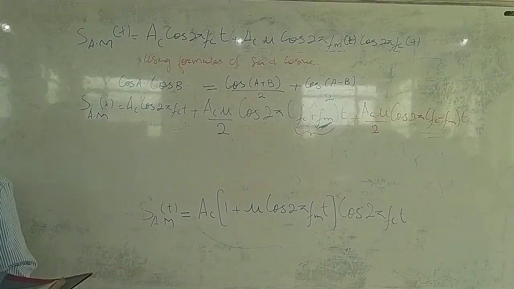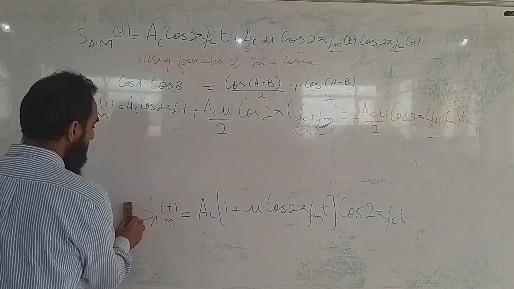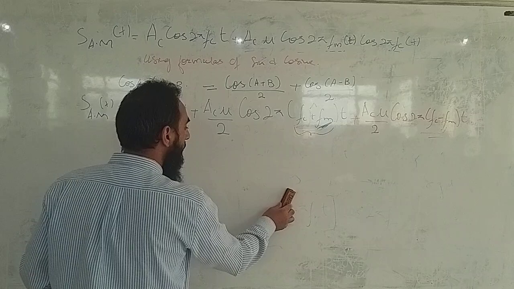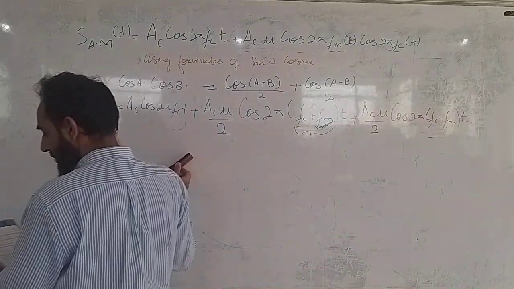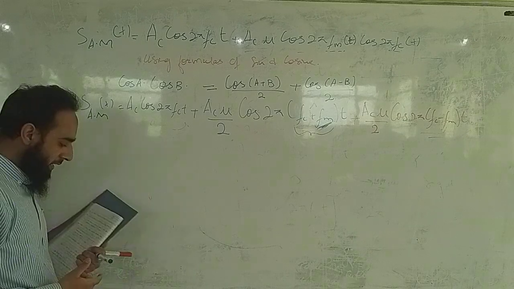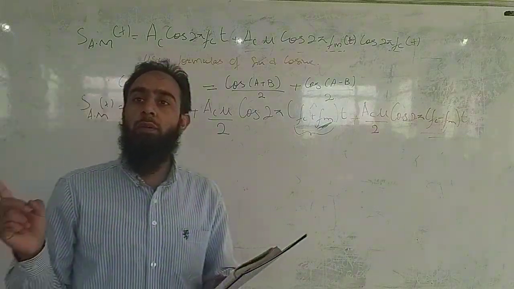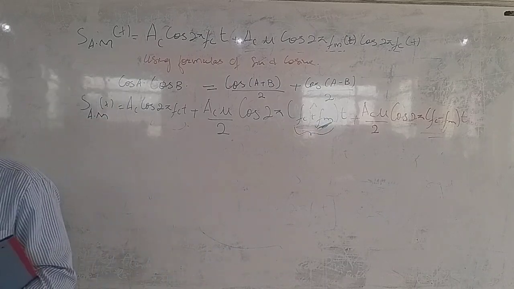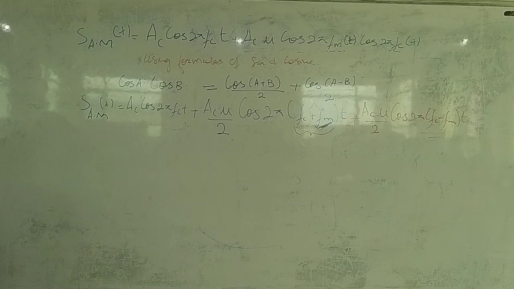Now the most important part of this particular lecture is the spectrum. So you write the heading, spectrum of AM signals. Although it is along with this, still you should know what we are telling. So the heading, everyone be clear, is spectrum of AM signal. What do we mean by spectrum?